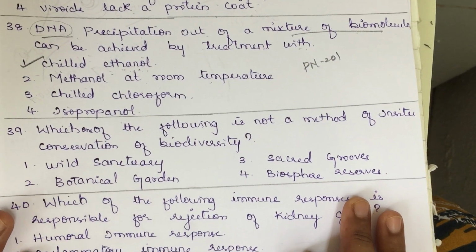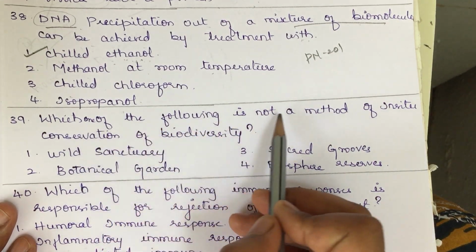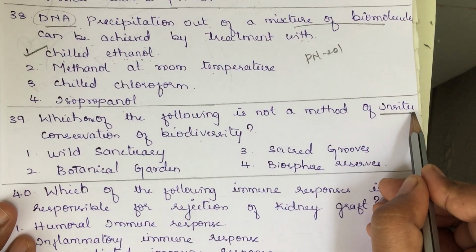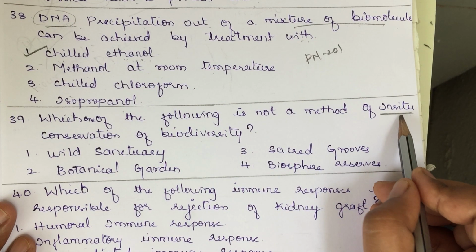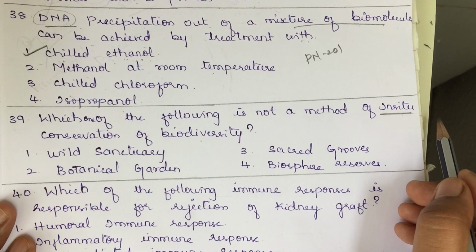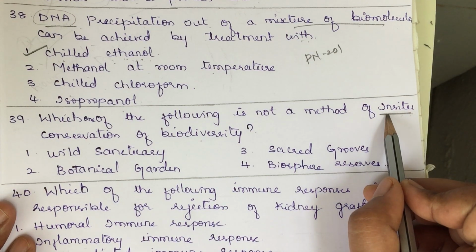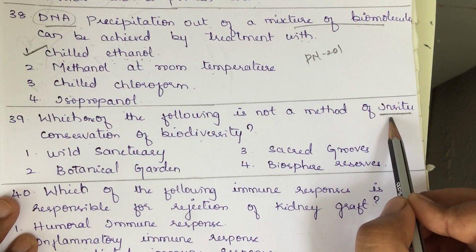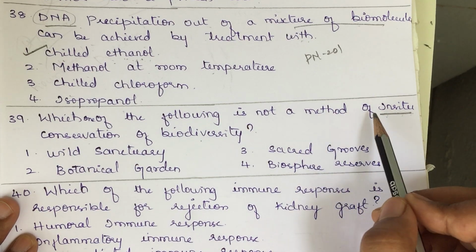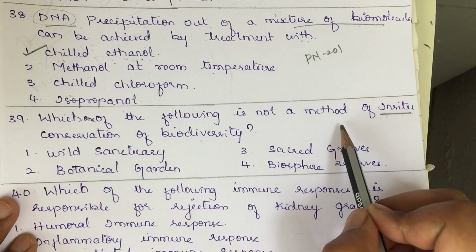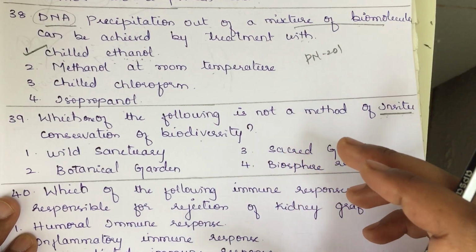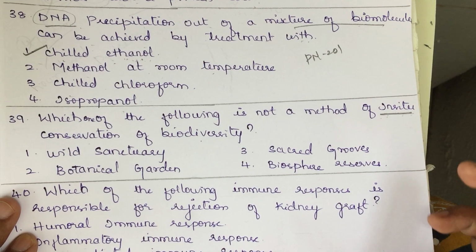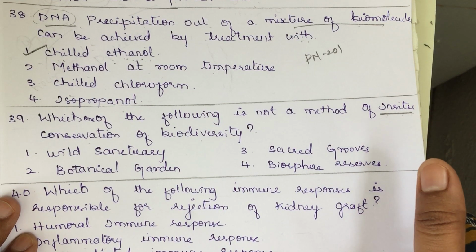Okay, next. Which one of the following is not a method of in situ conservation of biodiversity? In situ means inside their habitat, in their own habitat. Ex situ means away from their habitat, away from their natural habitat. In situ conservation we have sanctuaries, bird sanctuaries, national parks, all this comes under it. Ex situ conservation, where we take those animals or plants away from their natural habitat and grow them in some other area, like botanical gardens, like zoos, these come under ex situ conservation.